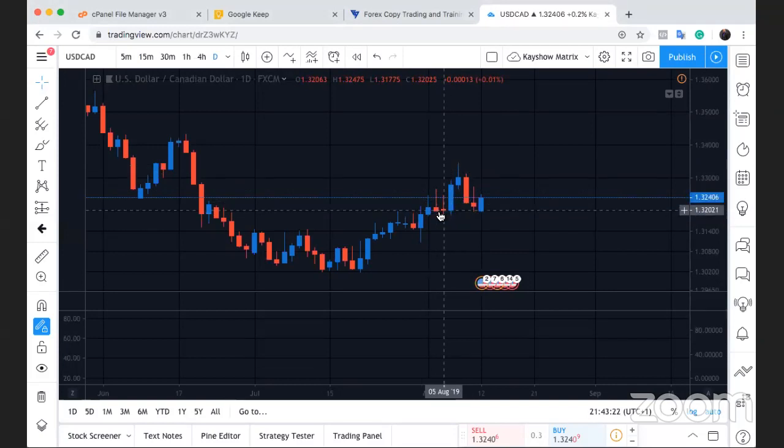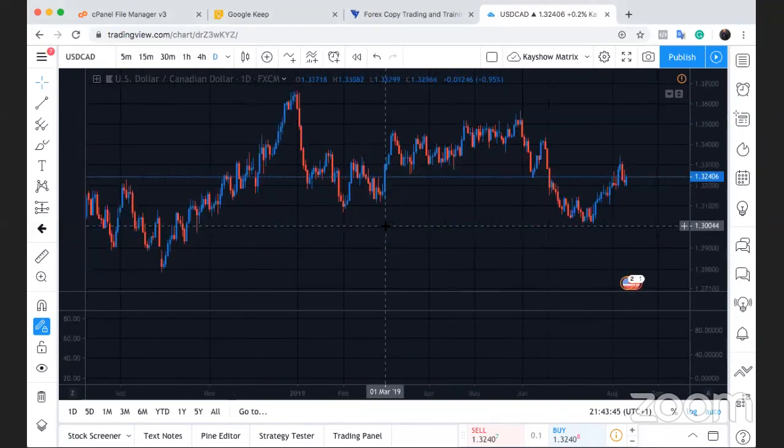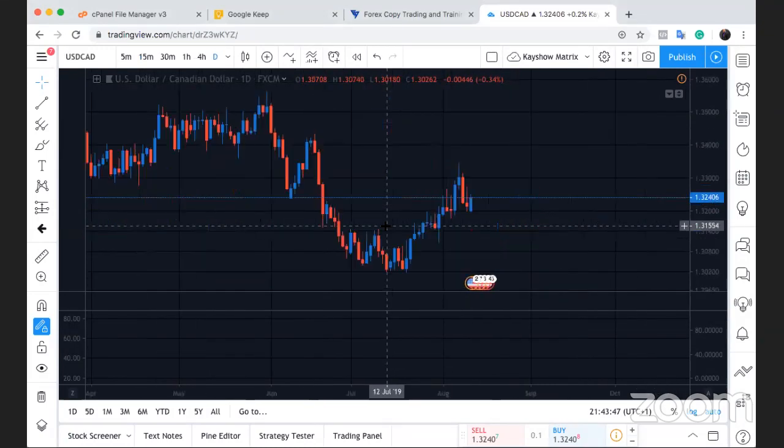So each candle you see here is just one day. If the day is not over, this candle will not close. Once this candle closes and you see another candle start forming, it means another day has just opened and it has started moving. Okay, so that's that about the daily candle.